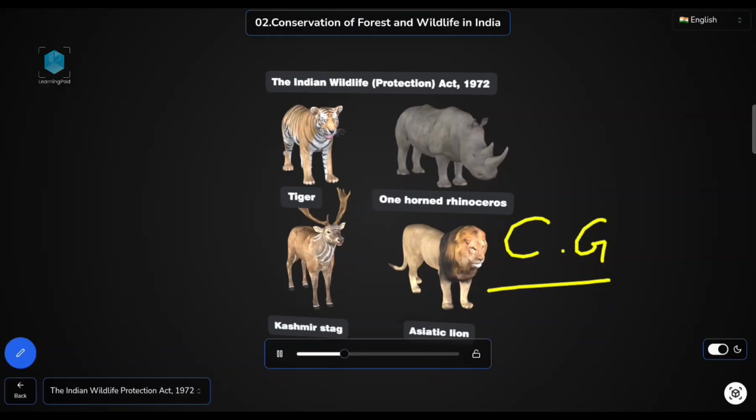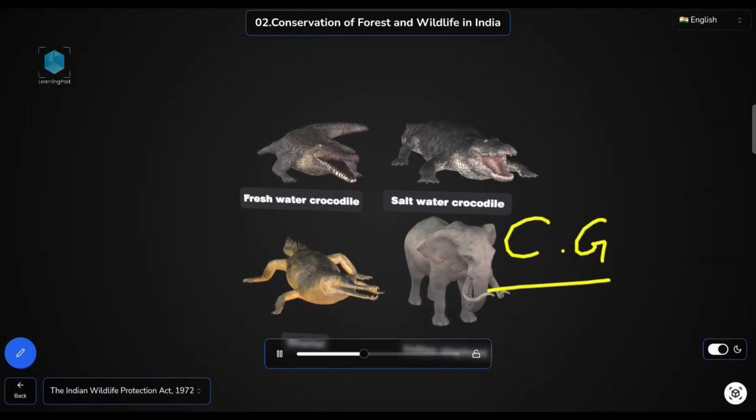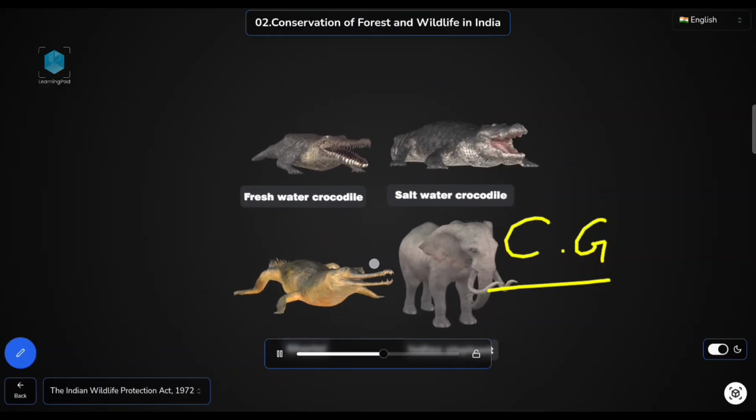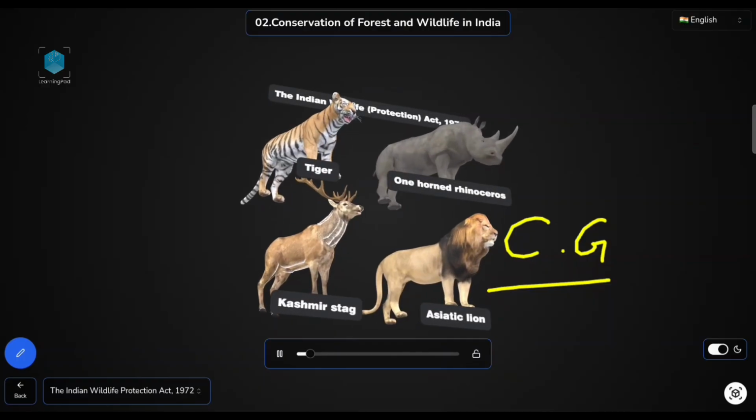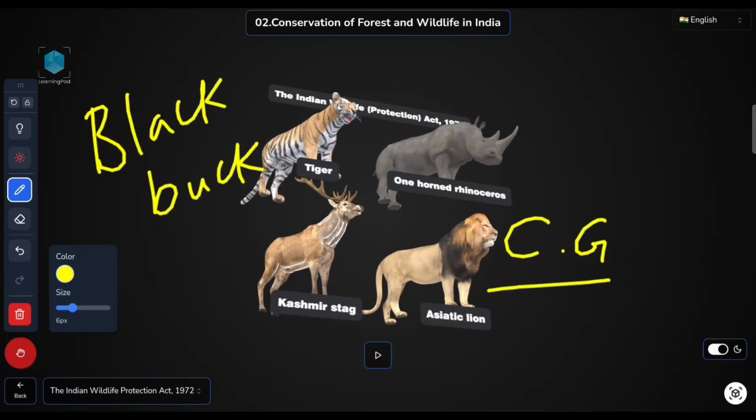We have one-horned rhinoceros, Kashmir stag, Asiatic lion, freshwater crocodile, saltwater crocodile. We also have gharial, chinkara, godawan, and snow leopard. There are not only these, there are many other things, like we have black buck. And that's what we have just now seen, chinkara. Okay, I have shown you just now.